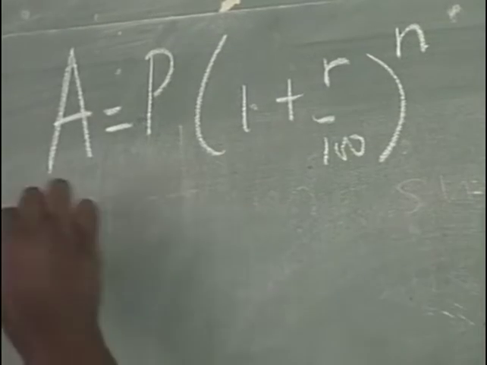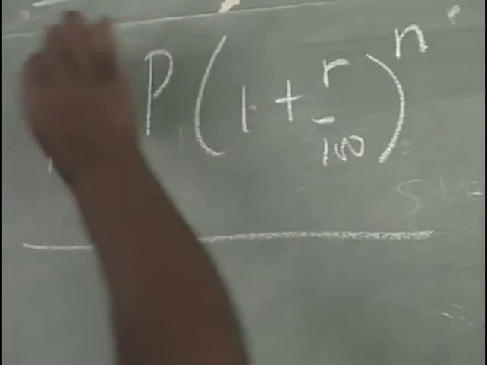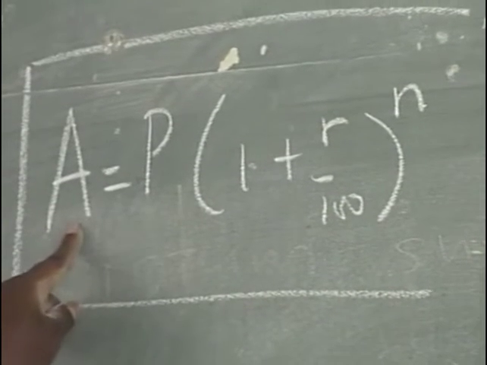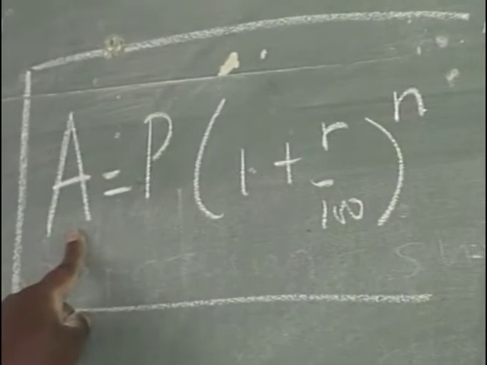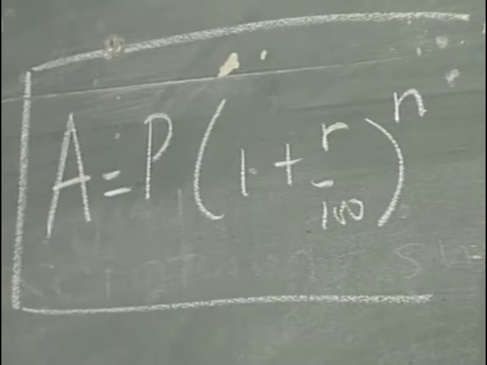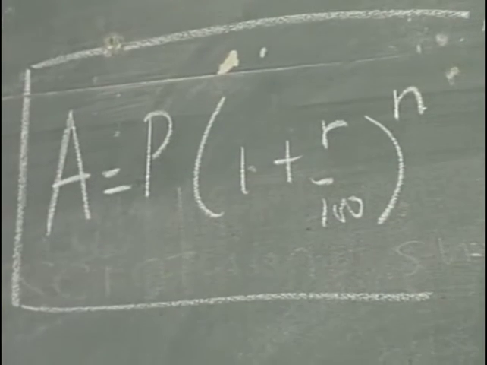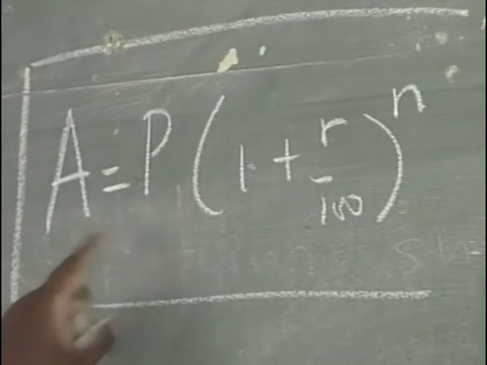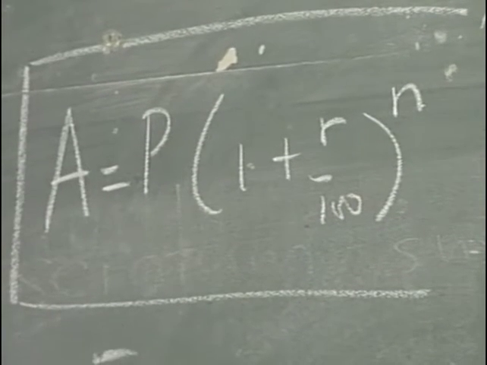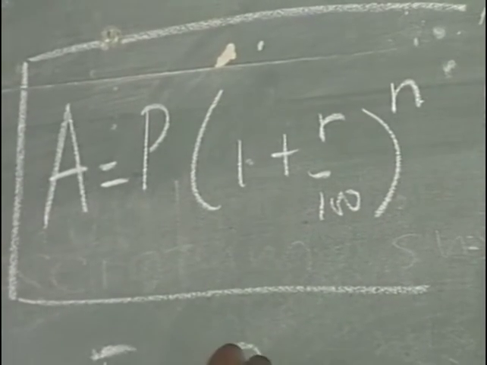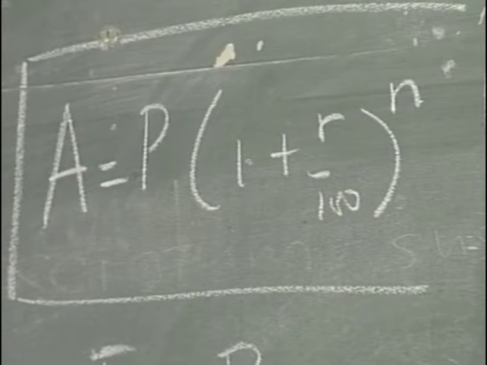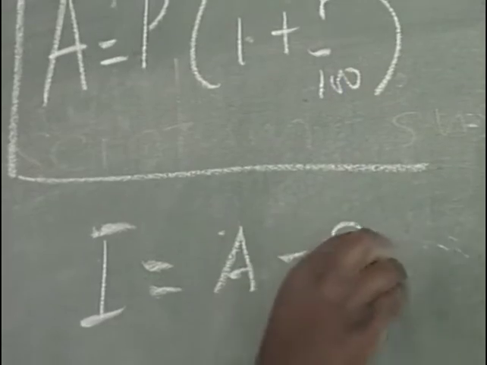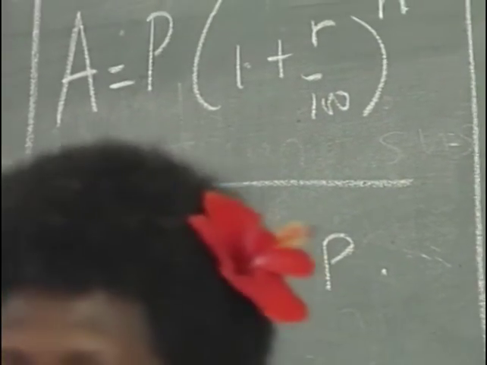Okay, this is the formula for compound interest. But note, A is the amount, it's not the interest. Like for simple interest, I is the interest. You get the formula for the interest. This one is the formula for the amount. To get the interest, you will have to subtract the principal from the amount. So I will be equal to A minus P, where A is the amount and P is the principal.